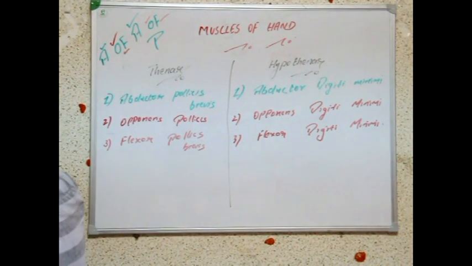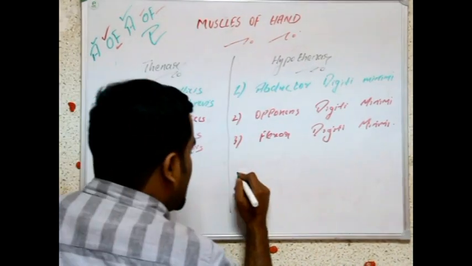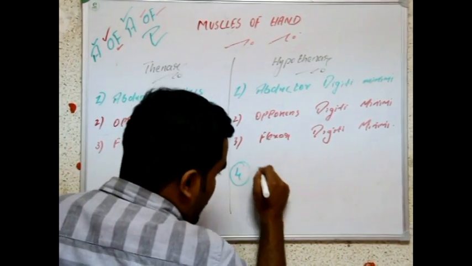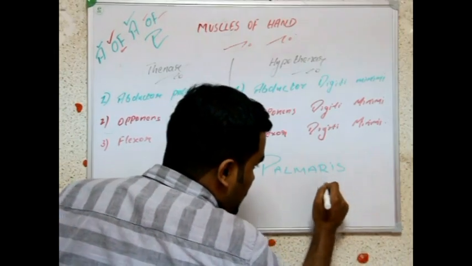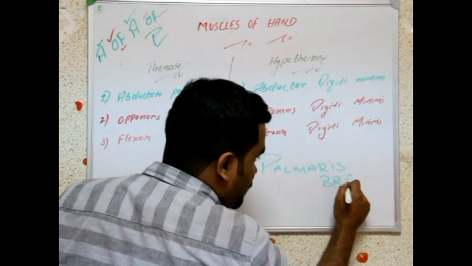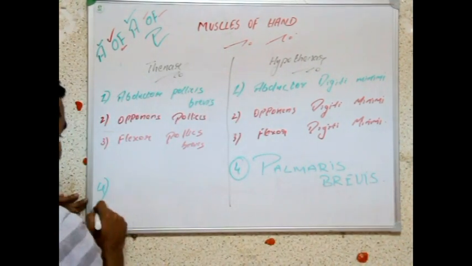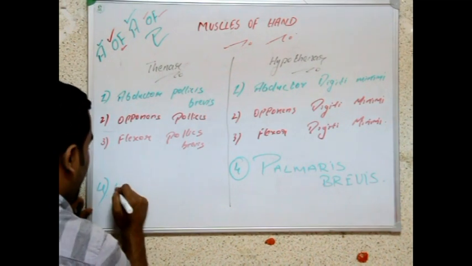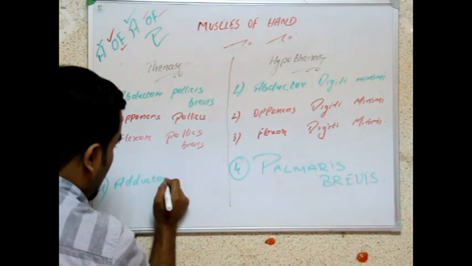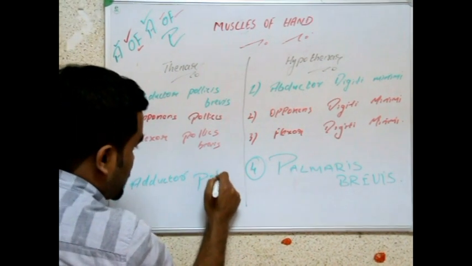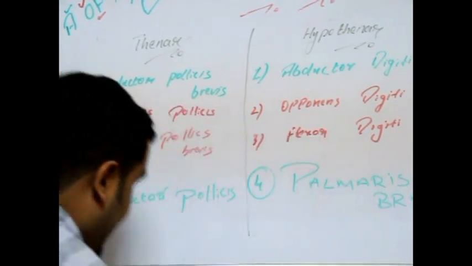We have one more muscle here. This P is for that in hypothenar side. Okay, it is palmaris brevis. Okay, here also an exceptional muscle, that is adductor pollicis. Here we have written abductor pollicis. Here is adductor pollicis.